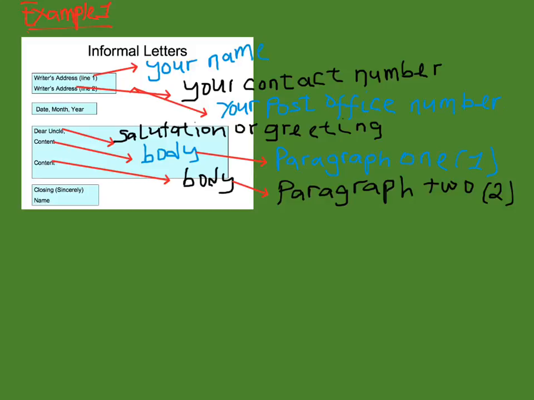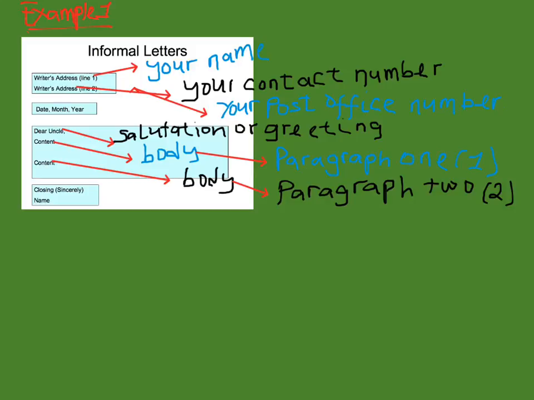So we see that the first line at the top is the name of the writer, your name. Under it, your contact number. In line 1, we have the writer's name, after which his contact number or his post office number, after which we have the date, the month, and the year. And then we go down to the left, and we have the salutation, dear uncle, separated by a comma, under which we have the content.